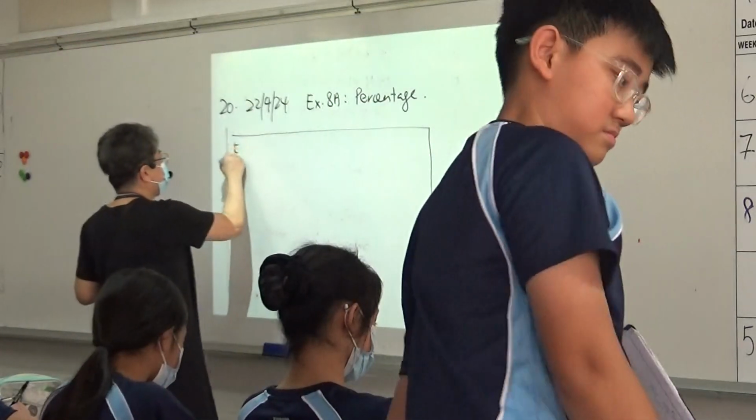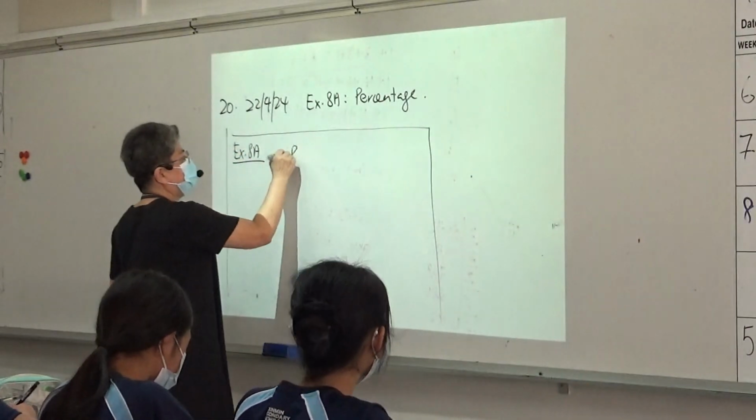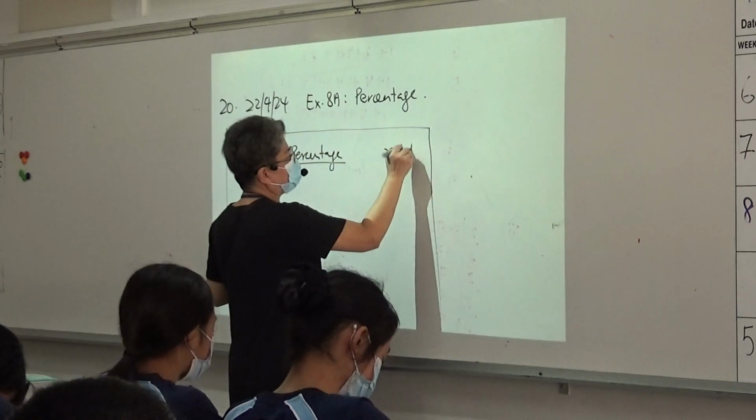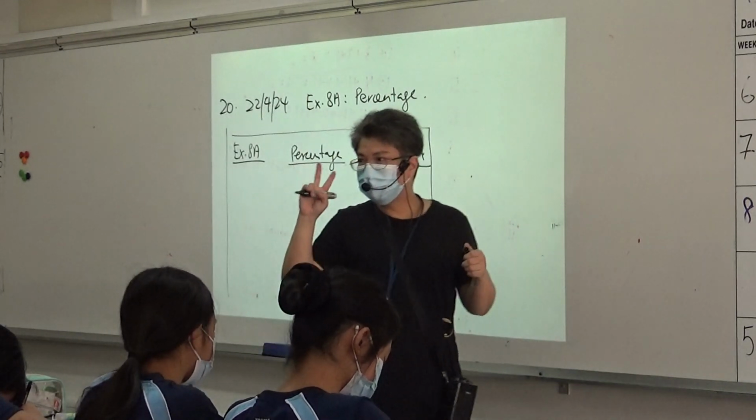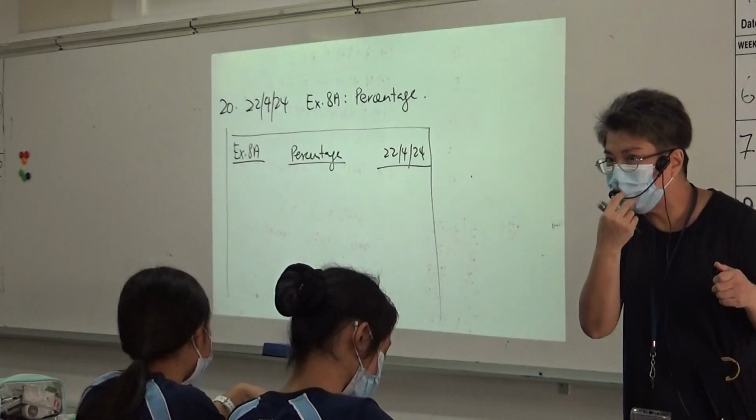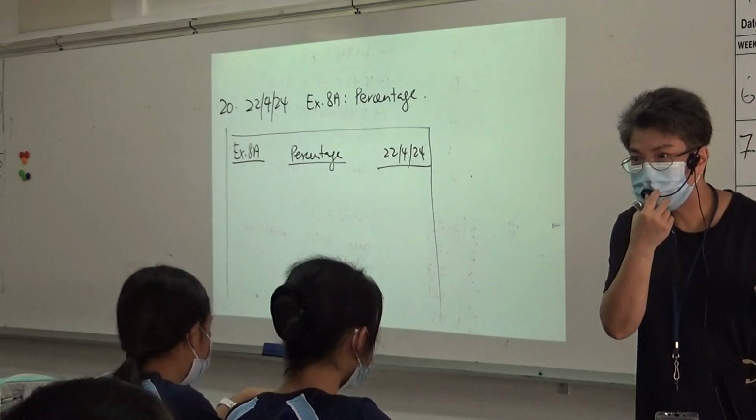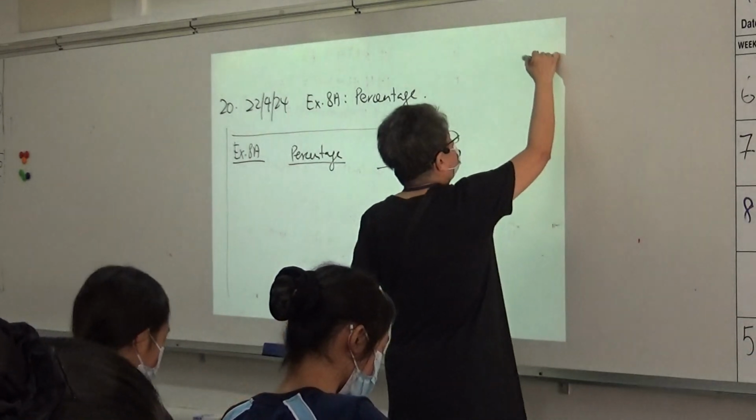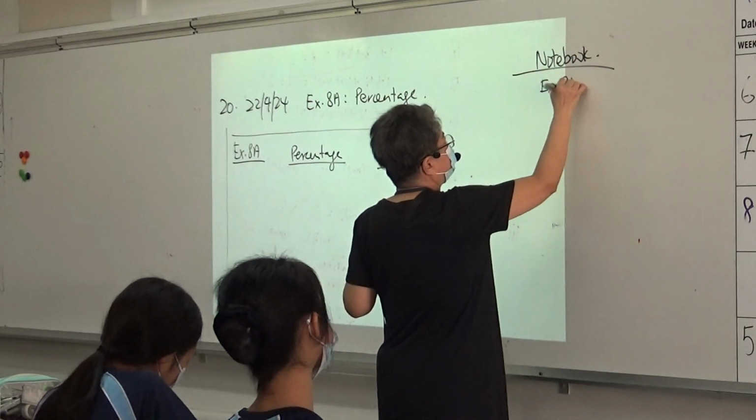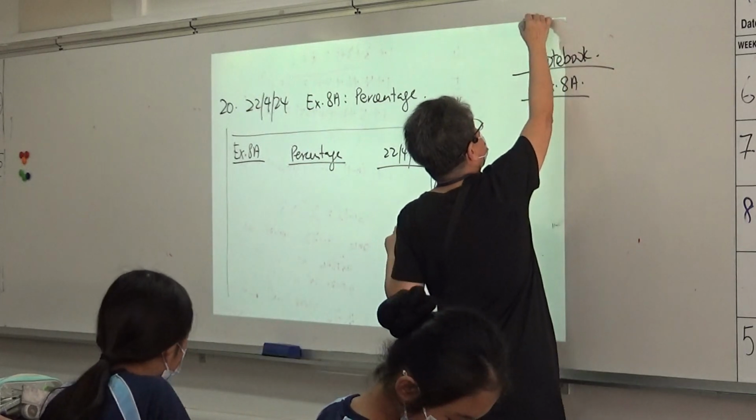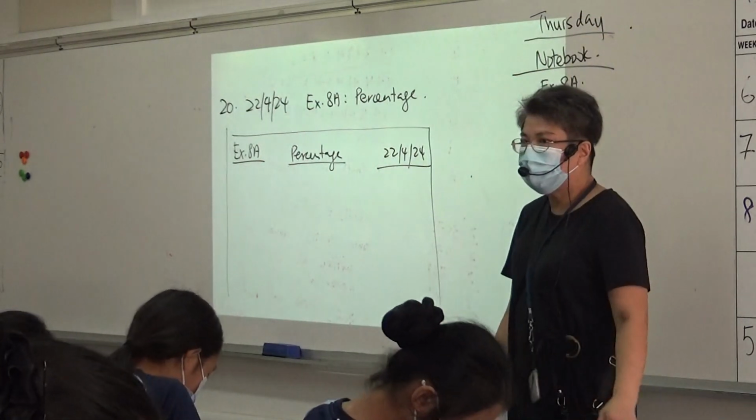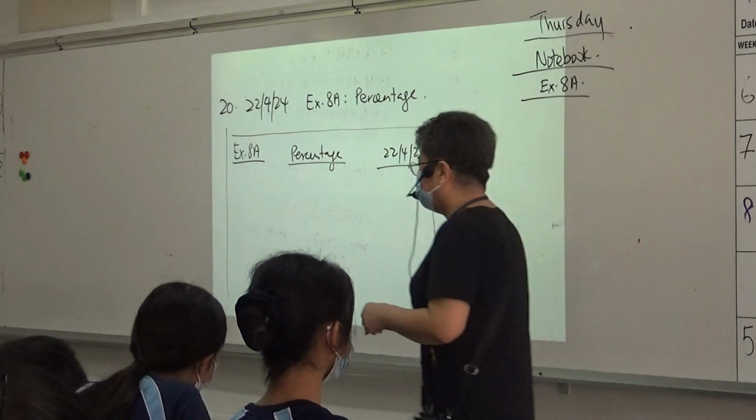Now, on your foolscap paper, I'm going to give 2 sets of work. One set is in the notebook, another set is on the foolscap paper. Is that clear? And all these are due on Thursday because Wednesday is your WA.